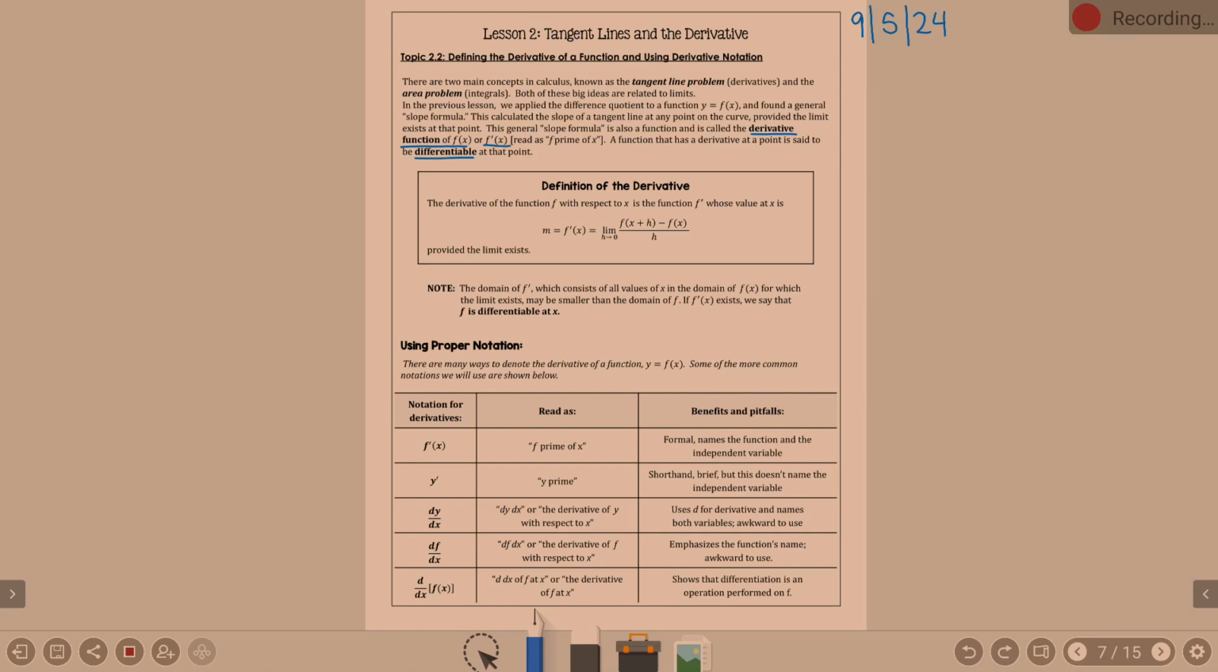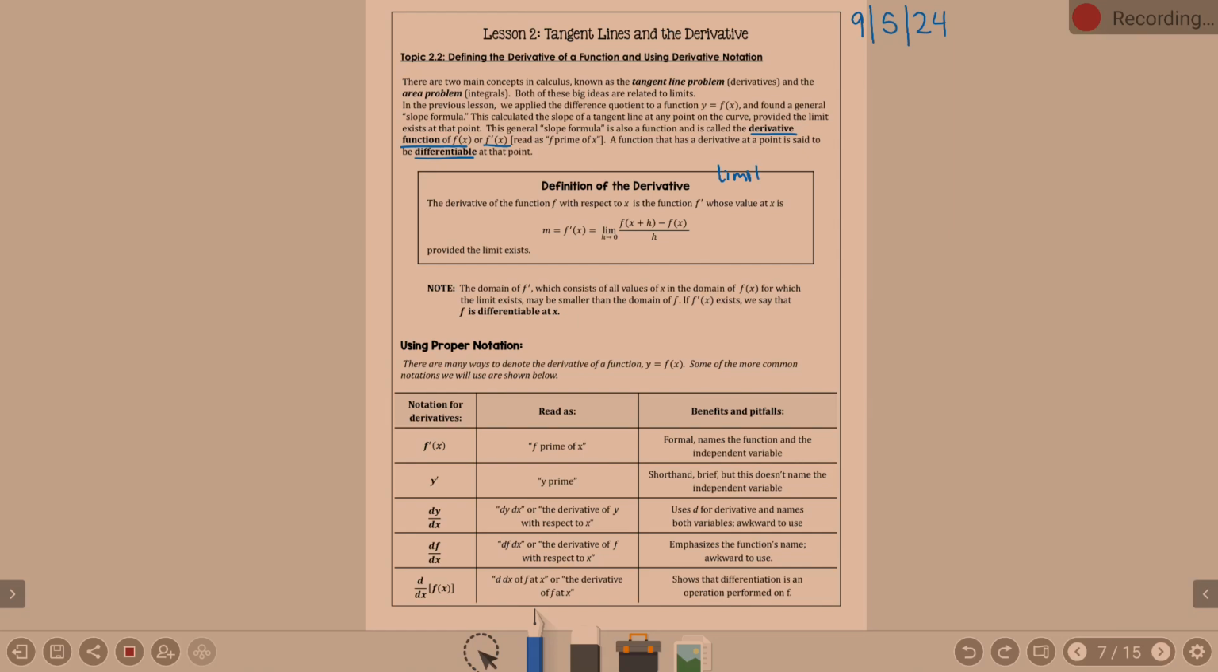The derivative of the function f with respect to x is the function f prime, whose value at x is m, thinking like slope here, f prime of x. And this is what we saw yesterday: the limit as h approaches 0 of f of x plus h minus f of x all over h, provided the limit exists. When we talk about the definition of the derivative, it's the limit of the difference quotient, the difference quotient being f of x plus h minus f of x all over h.